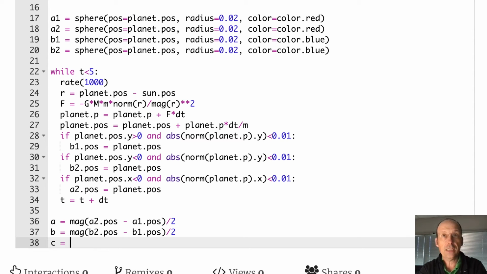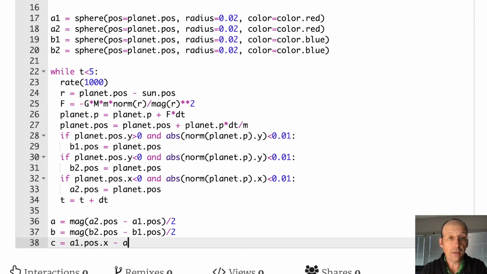So c is equal to a1.pos.x. Or I could just do a. No, I need the actual location. a1.pos.x minus a. Right, so that's the x component of the first point minus the actual value of a, and that gives me the location from the origin to the focus, which I will need.